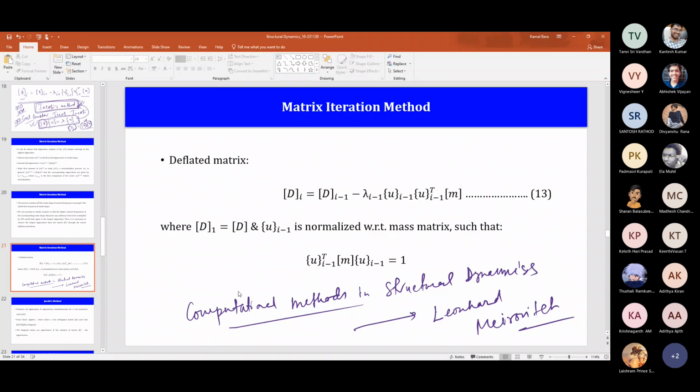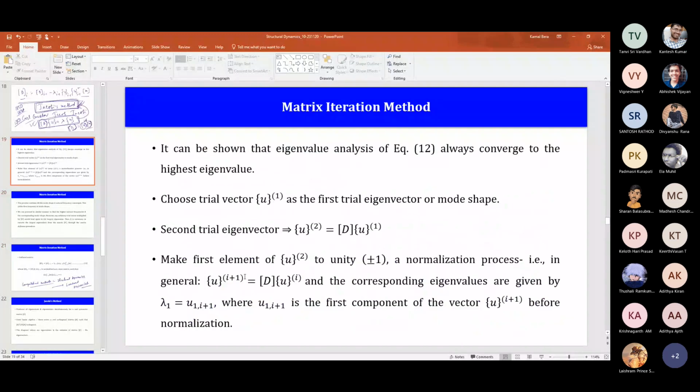There are some other books available there; you might also find it there, the computational method. But at this level it is good enough to remember the procedure.